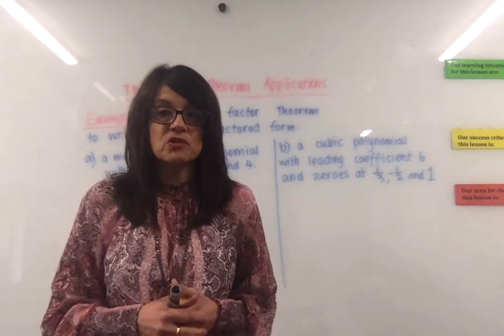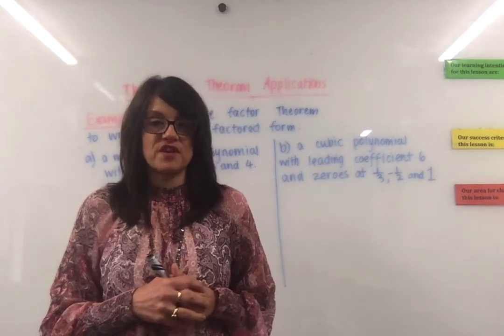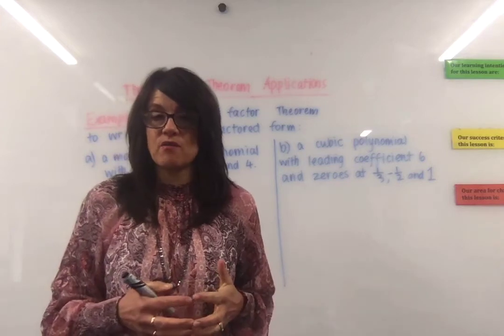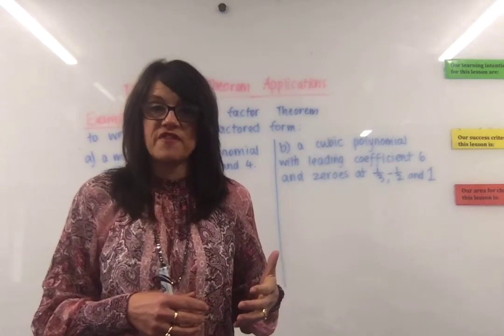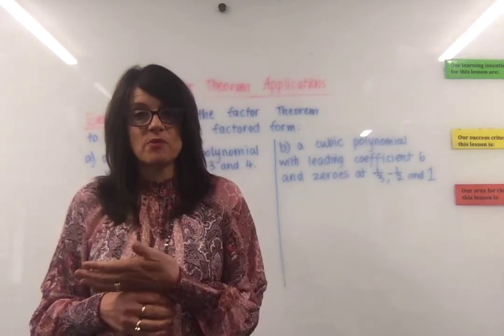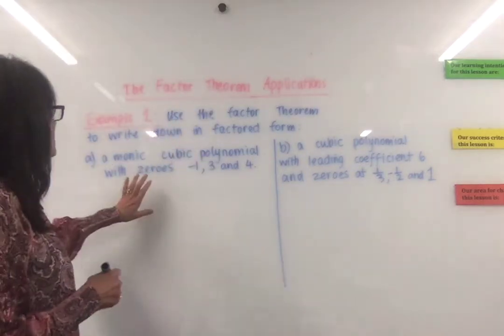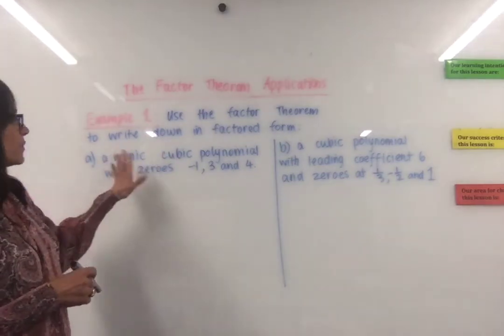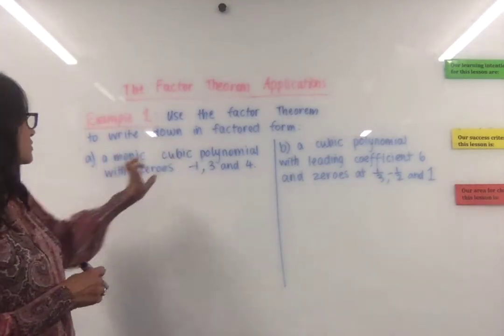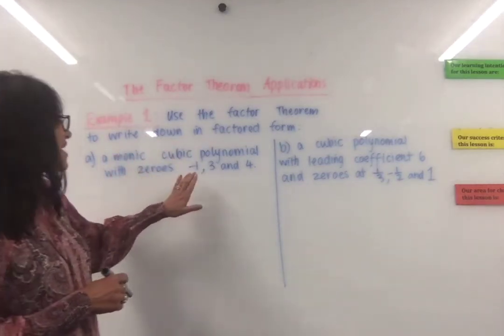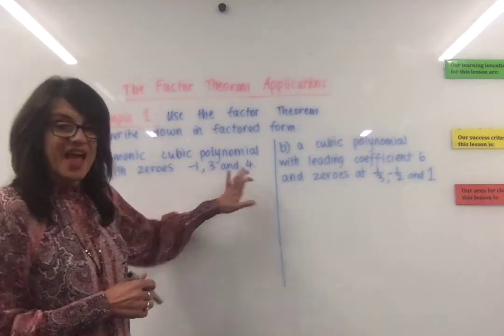Okay, now we're going to look at some applications of the factor theorem, and we're going to start with when we're provided with the factors, how can we then go about and generate a polynomial? Okay, so let's have a look at this question here. We've been told we've got a monic cubic polynomial and the zeros are at -1, 3 and 4.